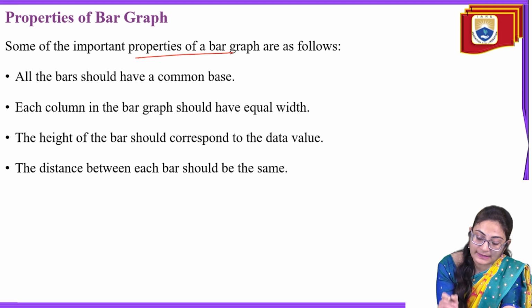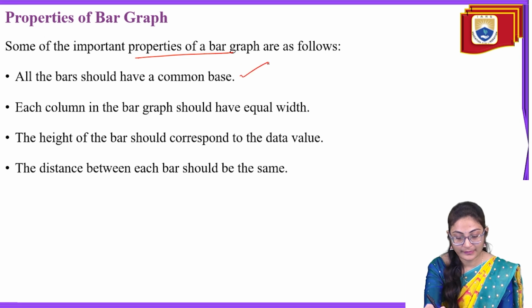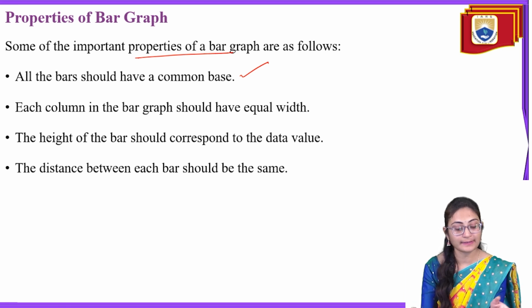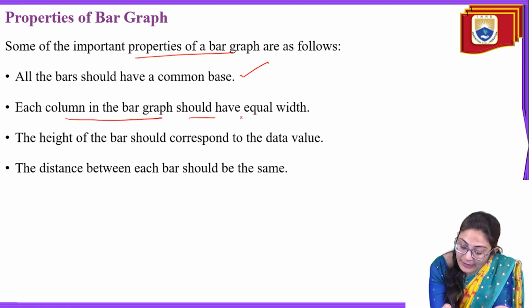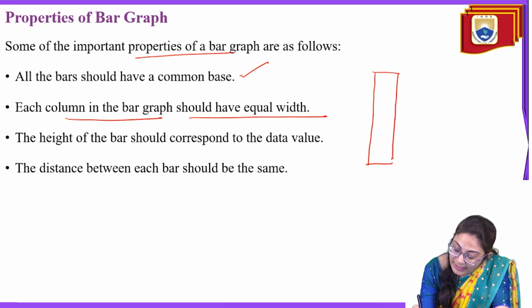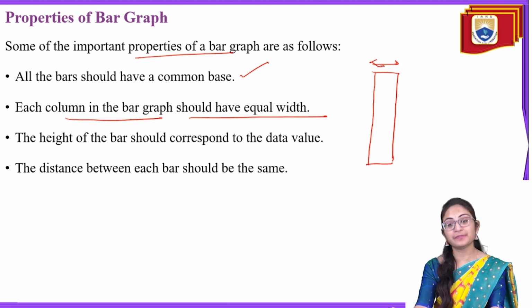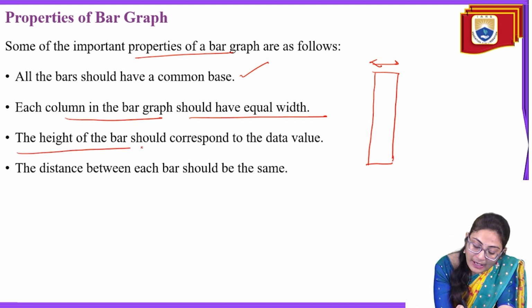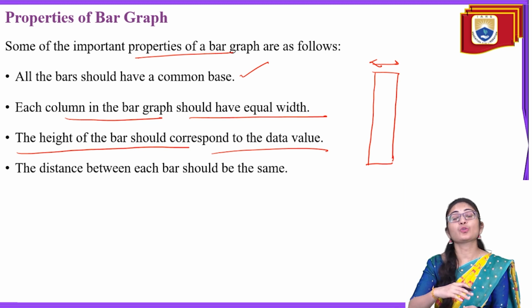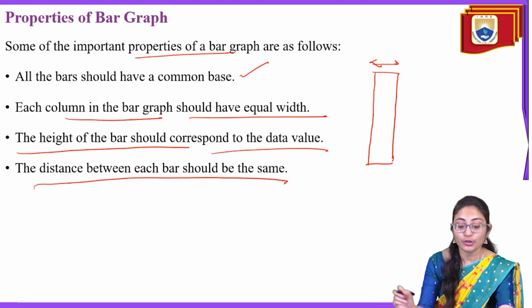Some important properties are that all the bars should have a common base. Definitely, if you want to draw the bar graph, then there should be a common base. Each column in the bar graph should have an equal width. If you are using the bar graph, then every bar should have equal width. The height of the bar should correspond to the data value, and height totally depends on the value of the data, and the distance between each bar should be the same.